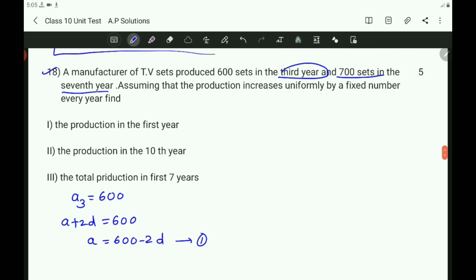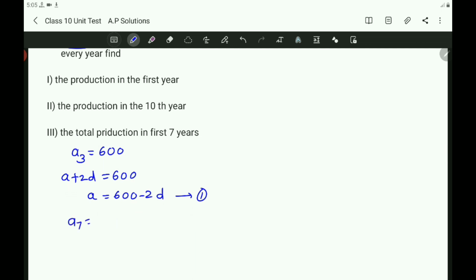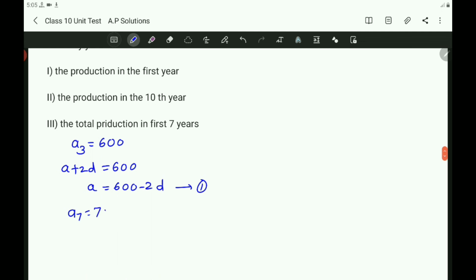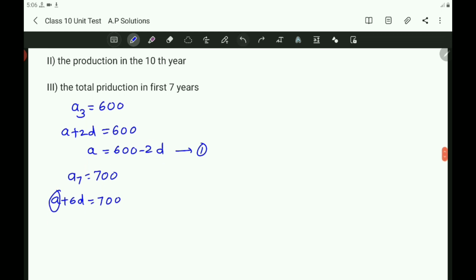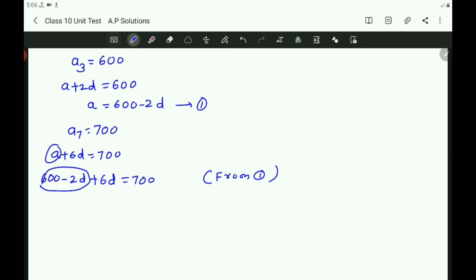Then the 7th year production is A7. A7 equals 700. A7 is A plus 6D, so A plus 6D equals 700. Then in the place of A, write 600 minus 2D, from the first equation. So 600 minus 2D plus 6D equals 700. Write 600 as it is, minus 2D plus 6D. 6 minus 2 is 4, so 4D, that equals 700.